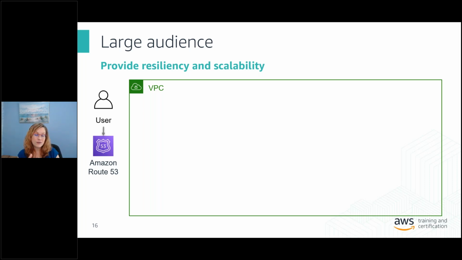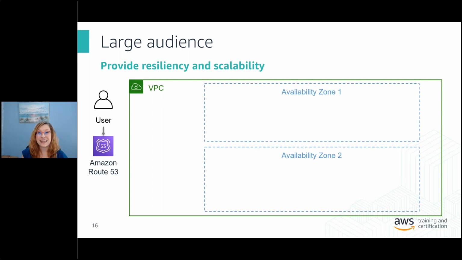All right, our goal when we move to a large audience is to provide both resiliency and scalability in our solutions. All right, so our users are communicating down to Amazon Route 53. Within a single VPC, we have the ability to provide resiliency. Does anybody know how we do that architecturally? Yeah, we use availability zones.